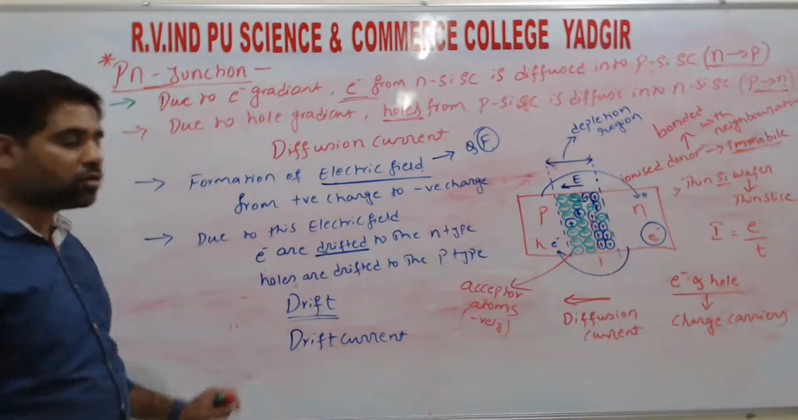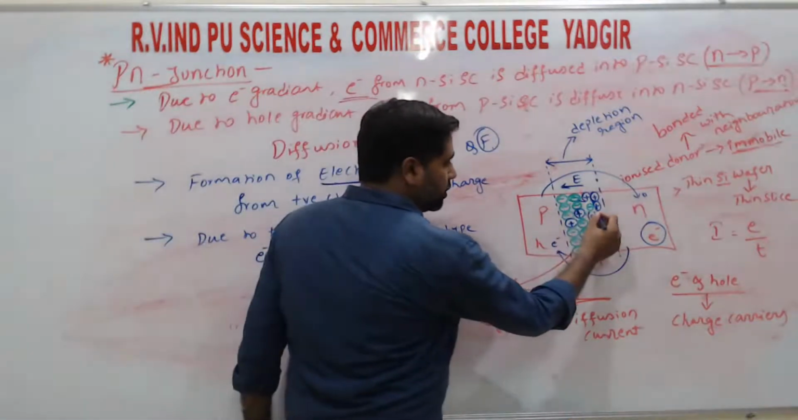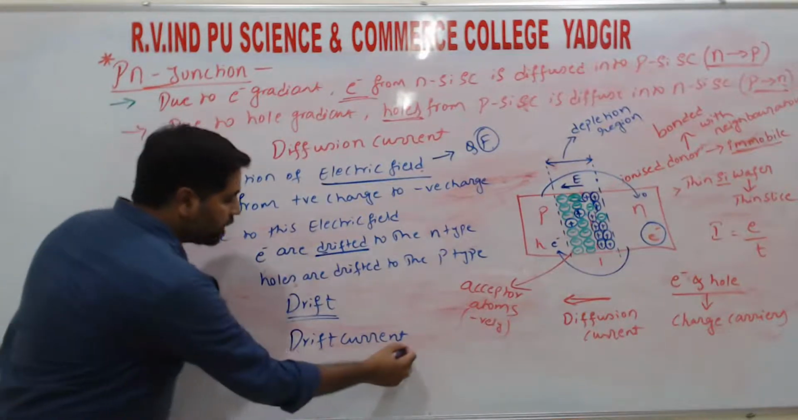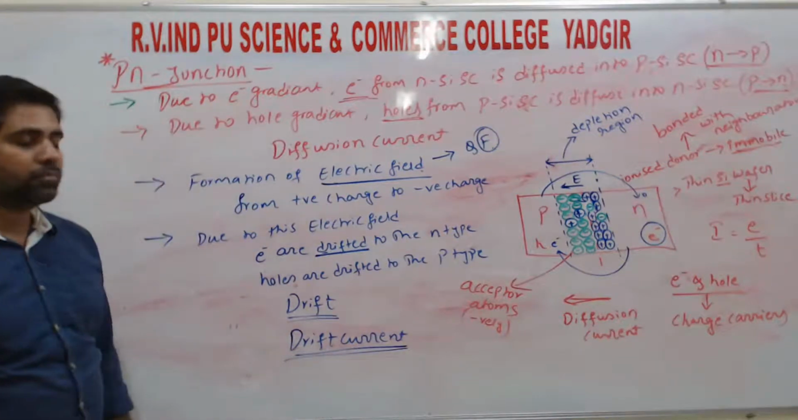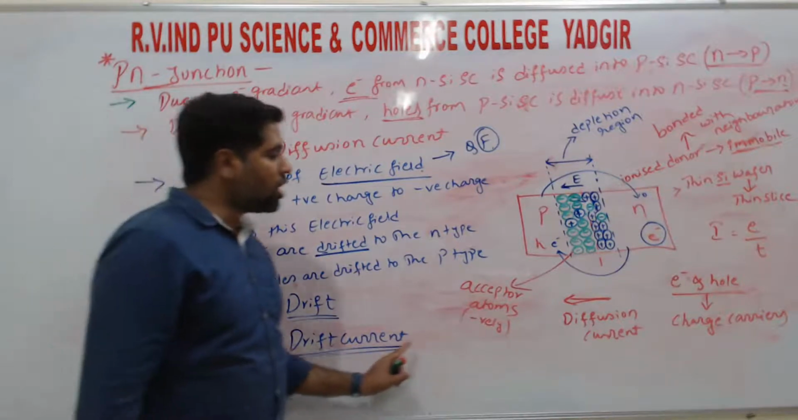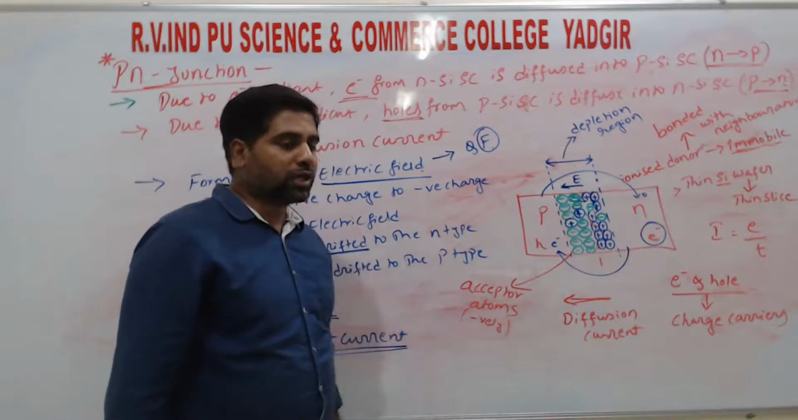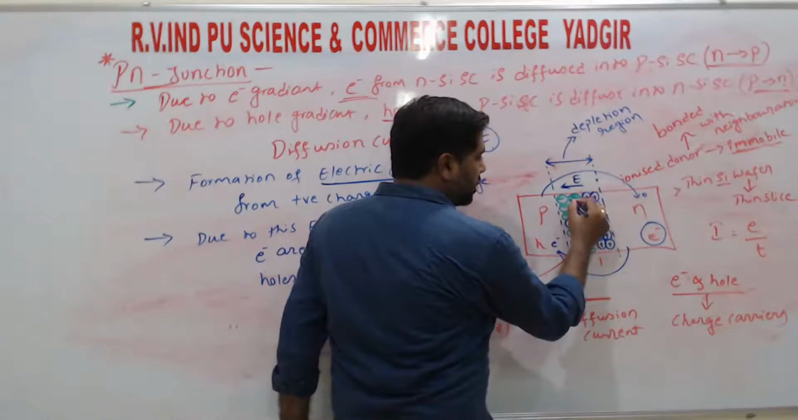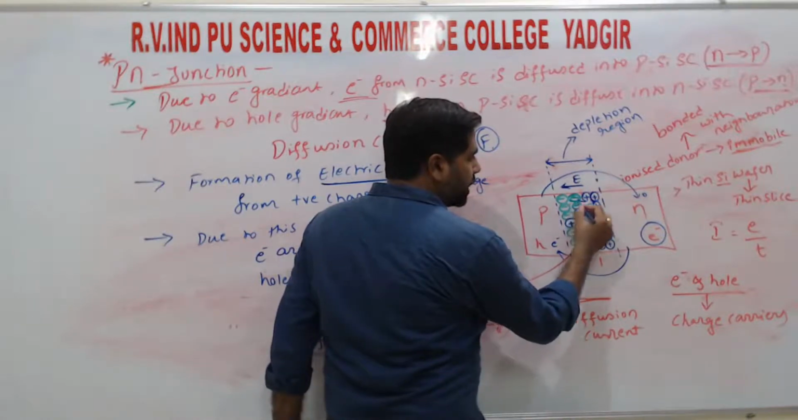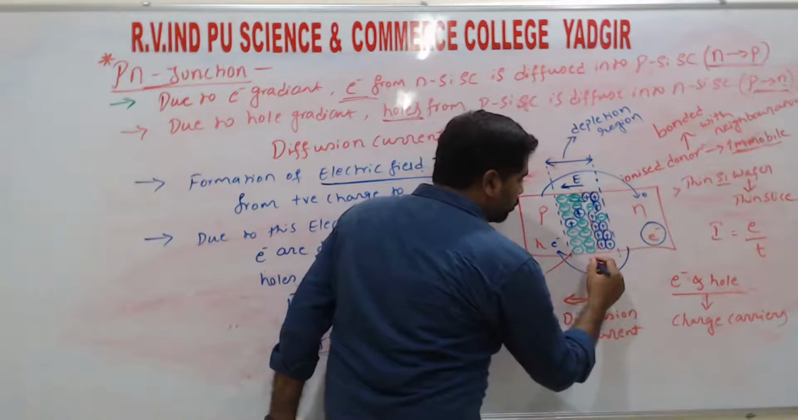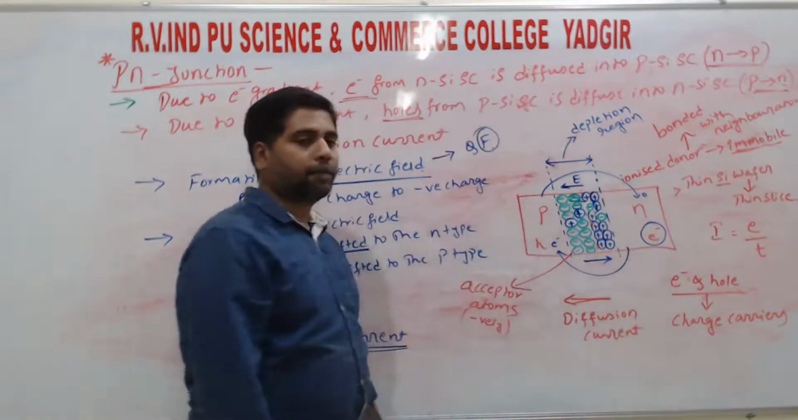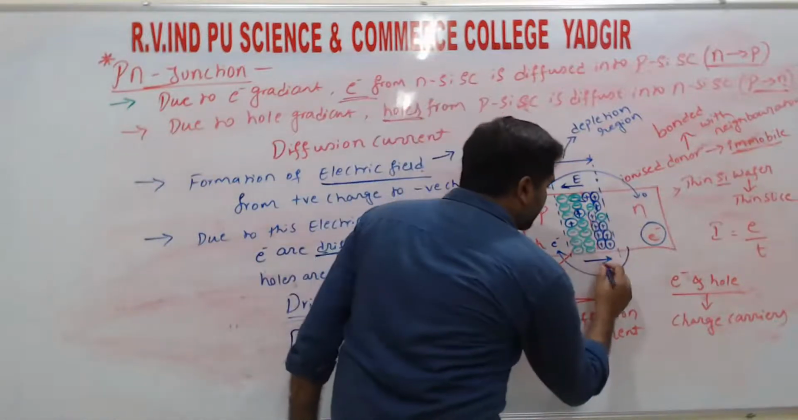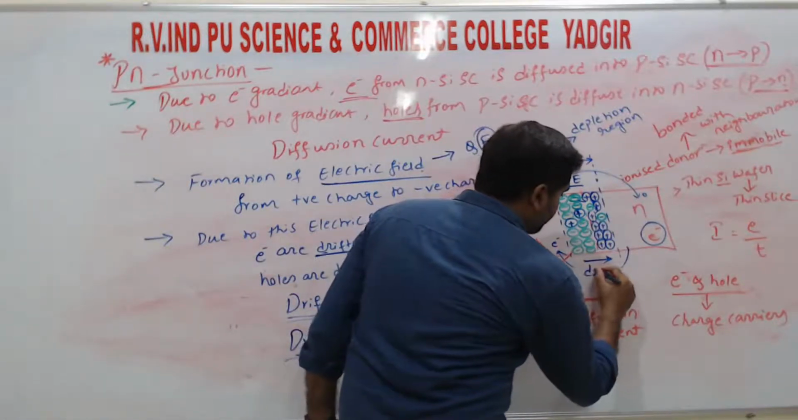Because here also the charges are moving, and charges moving is nothing but a flow of current. That current we call drift current. This drift current is always opposite to the diffusion current. Observe here the electrons which are drifting, moving from P type to N type, that is from left side to right side. As electrons move from left side to right side, that current we call drift current.